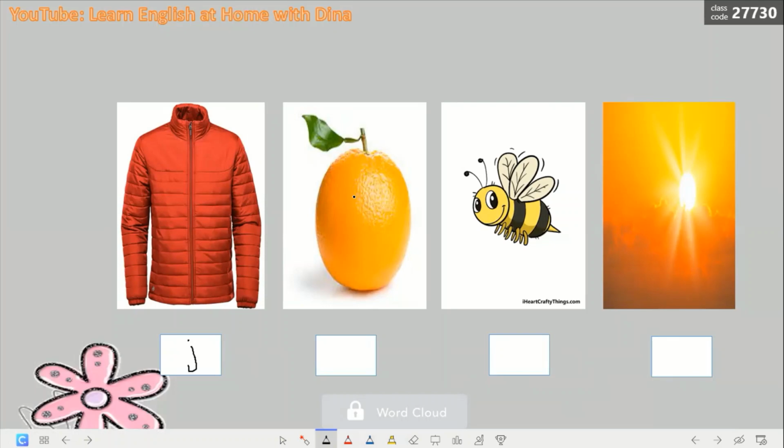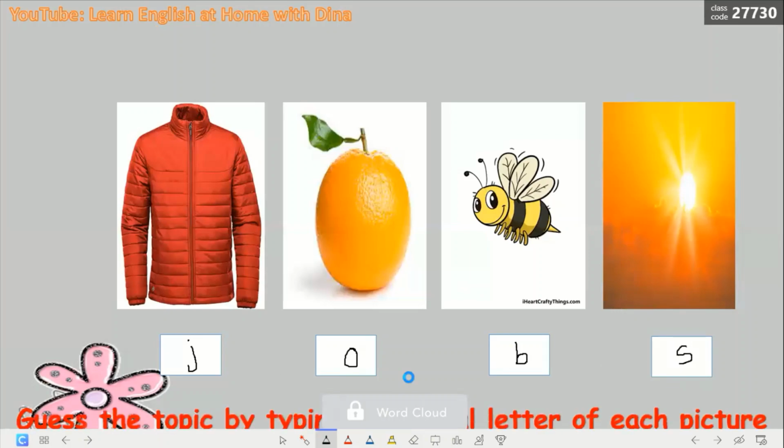What's this? It's an orange. Orange, so it starts with an O. Okay, what's this? It's a B. So here we have the letter B. And then we have S for sun. So of course we are going to talk about jobs.